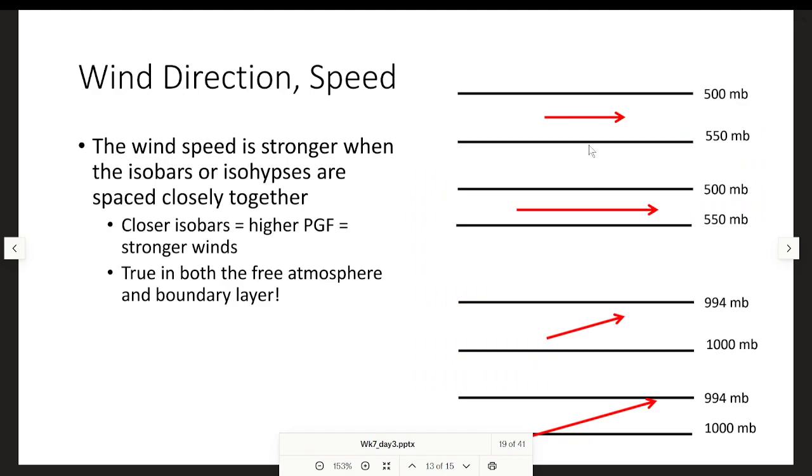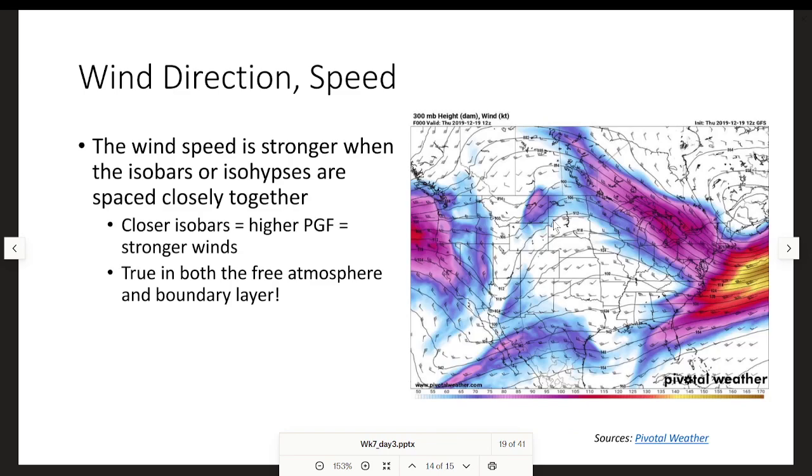When you have these lines closer together, we talked about this, if you have height lines or pressure lines that are spaced closer together, you're going to have a stronger gradient. And that means that you have higher pressure gradient force, which means you have stronger winds. And this is true anywhere. This is true in the free atmosphere. This is true in the boundary layer. So let's look at this map again. You can see here the lines are kind of spaced apart.